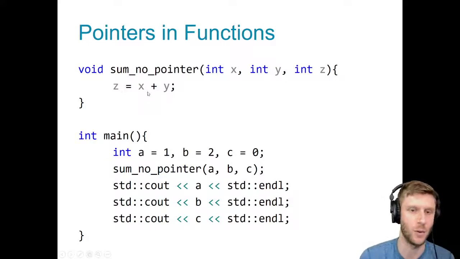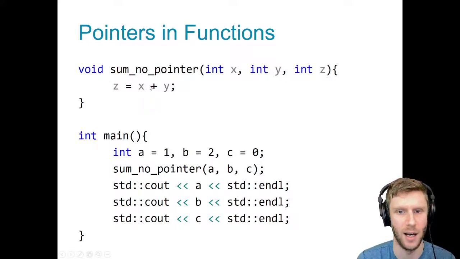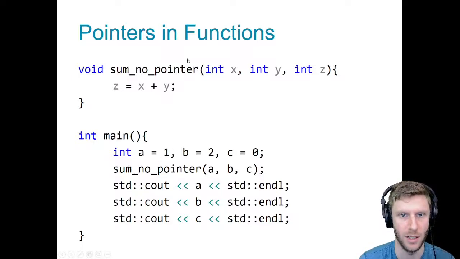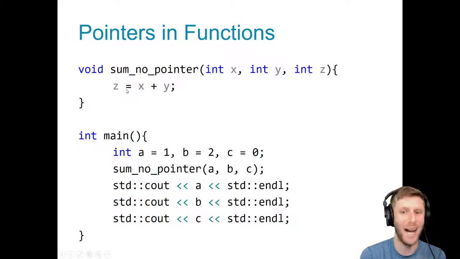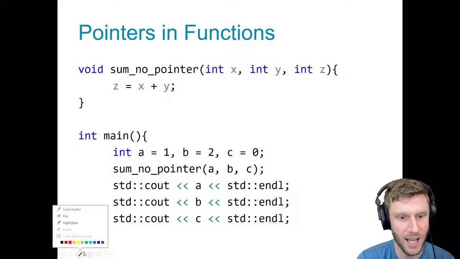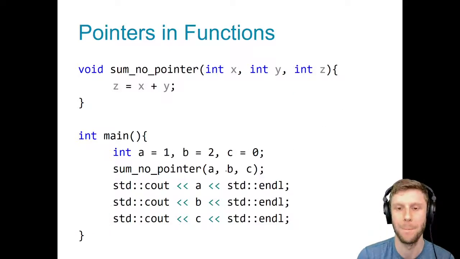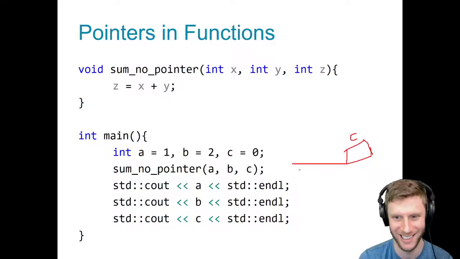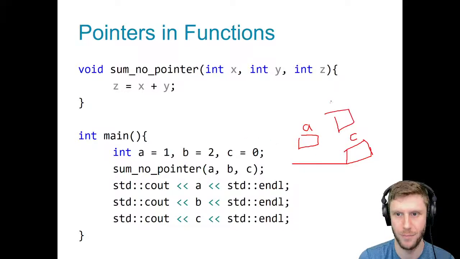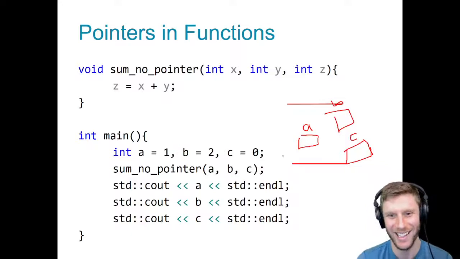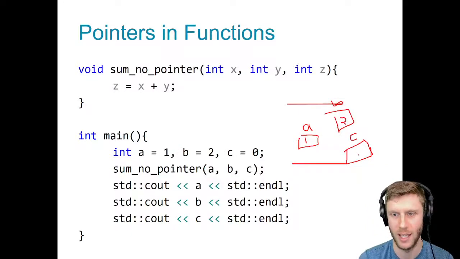And then I say z equals x plus y. So suddenly z becomes 3, right? Because 1 and 2 is 3. So z becomes 3. But c and z are two different things. There is a chunk in RAM for our main that had, here's C, here's A, and here's B. And I have 1, 2, and 0 inside of them.